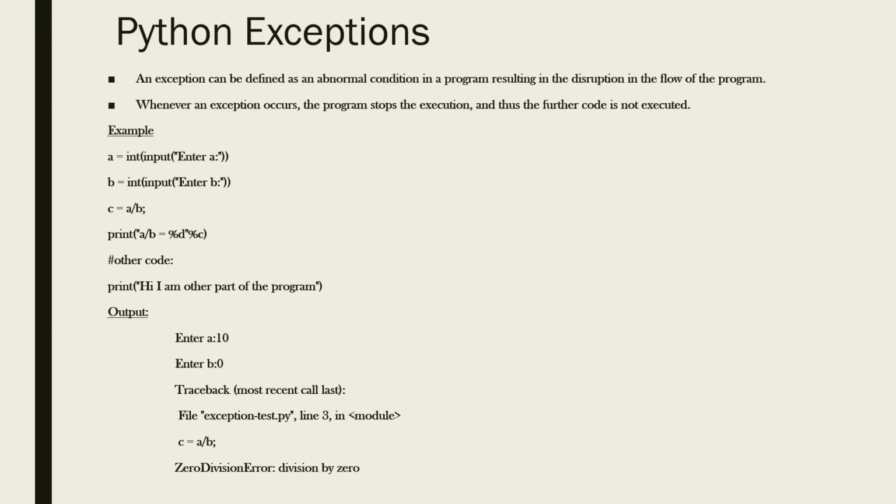The example below reads an input A and an input B, and C is assigned the remainder of A by B. In case the user enters the B value as 0, a zero division error occurs, or an exception occurs, which halts the execution of the program.